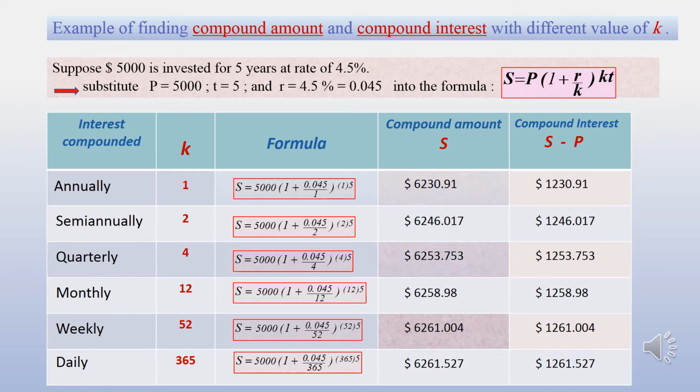So we calculate one by one with K equal to 1, K equal to 2, K equal to 4, K equal to 12, K equal to 52, and K equal to 365. We found here that the compound amount with different values of K is also different. The higher the value of K with the same amount of principal, the higher the value of compound amount S. So, that's the compound interest.